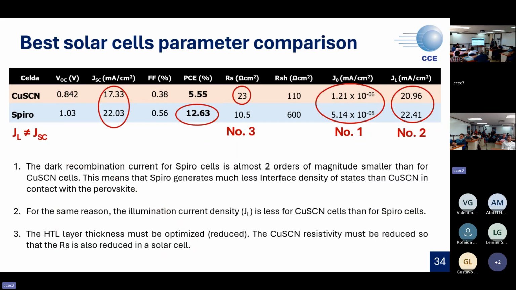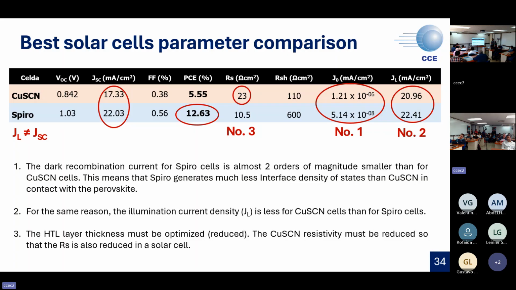In particular, in the comparison of the saturation current density, we can say that the recombination current for spiro cells is almost two orders of magnitude smaller than for the copper-tungsten atom cells. This means that the spiro generates much less interface density of states than copper-tungsten atom in contact with the perovskite. The interface between the perovskite and the hole transport layer is important. For the same reason, the illumination current density, JL, is less for copper-tungsten atom cells in comparison with spiro-OMeTAD cells.